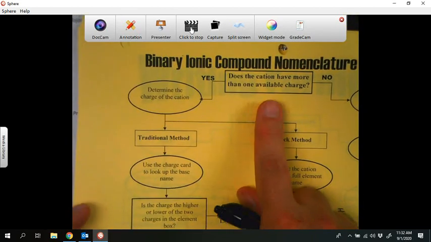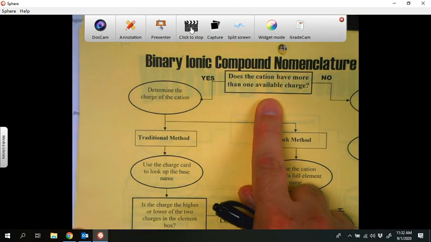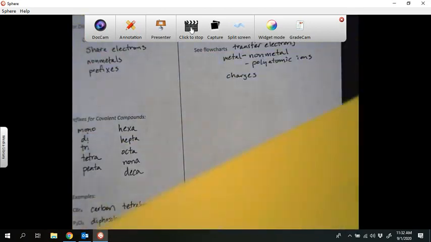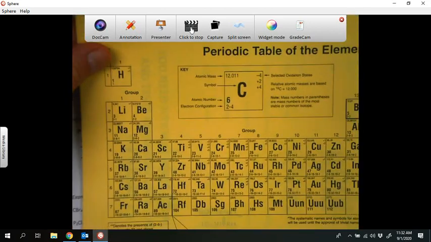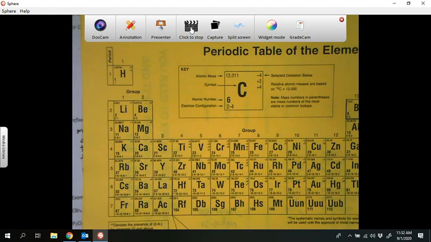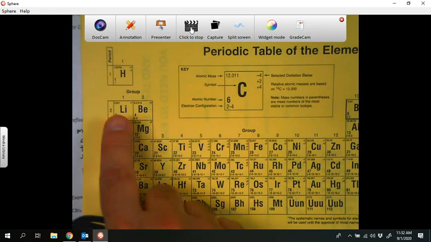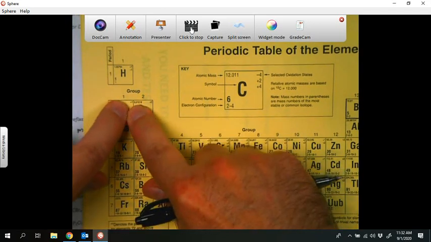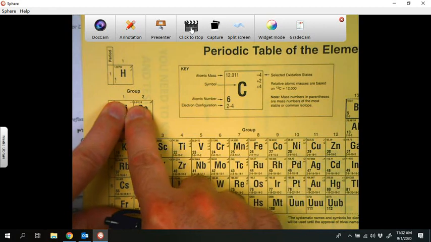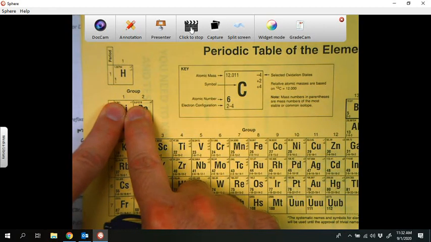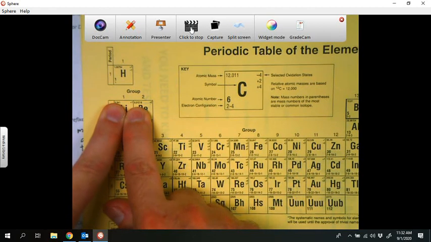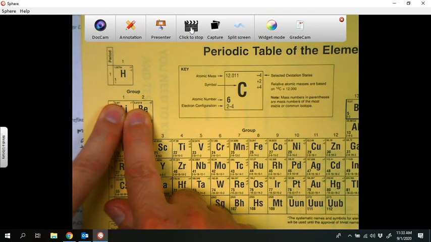Well, does that cation, does Li have more than one available charge? Well, we have to go to a periodic table. In your salmon color, mine's yellow, but yours is salmon, we have to look up that cation on the periodic table. And for this one, lithium, if you look right in this upper right-hand corner, you can see a very small +1. That's the common oxidation state or charge for lithium. Lithium only has one possibility. It can only be +1.